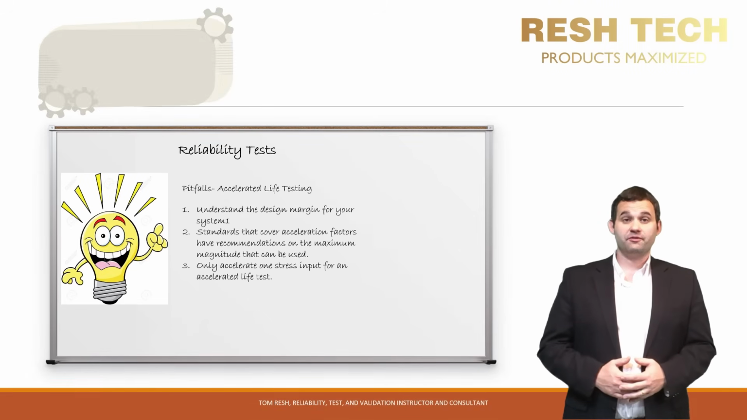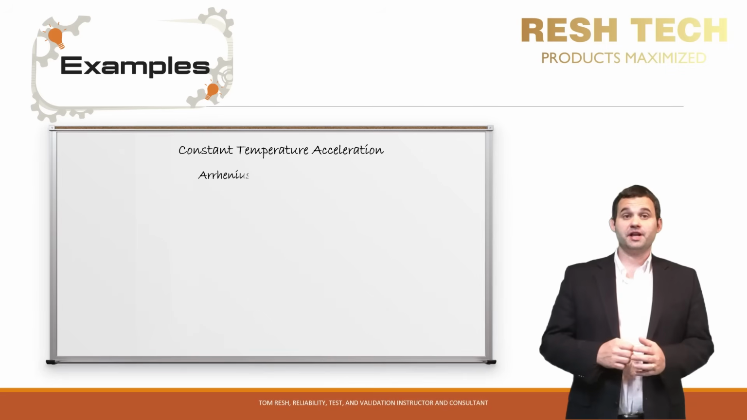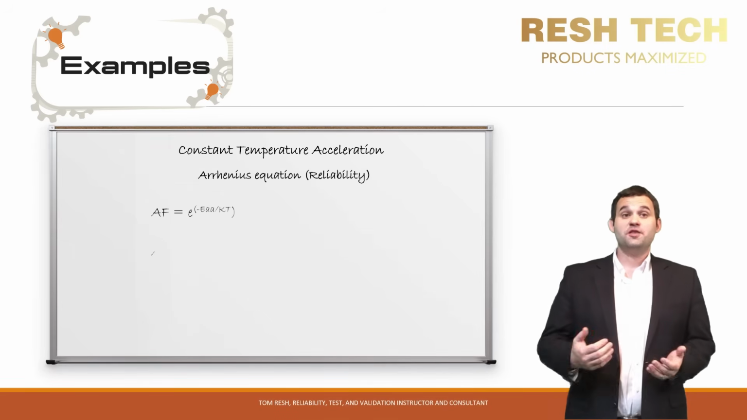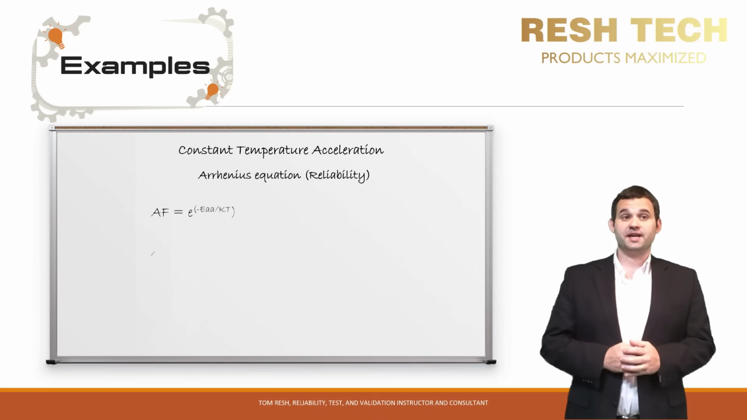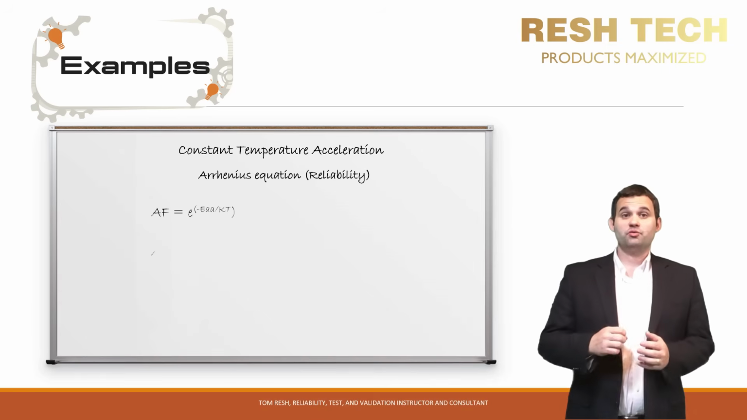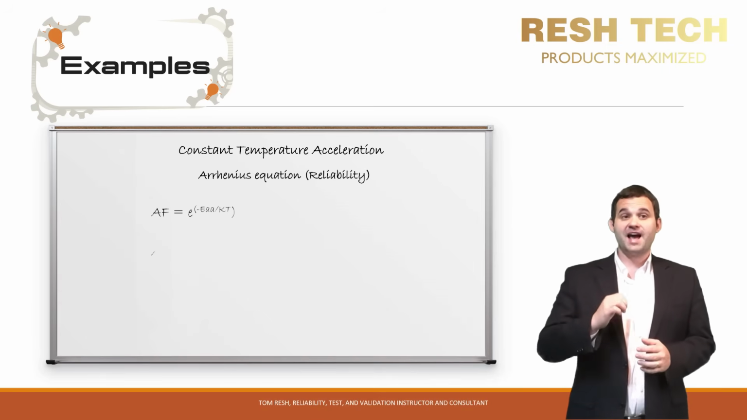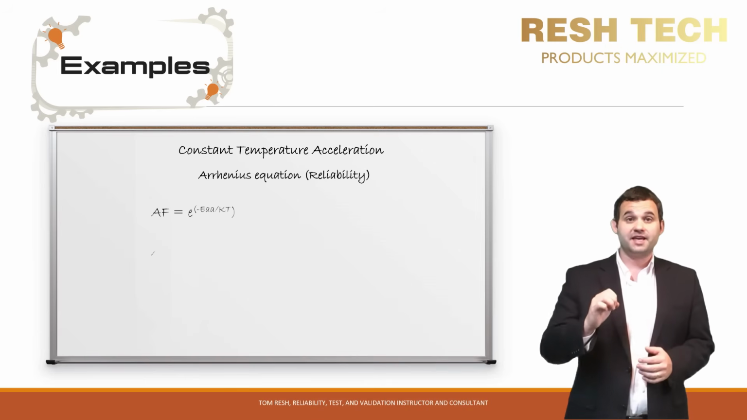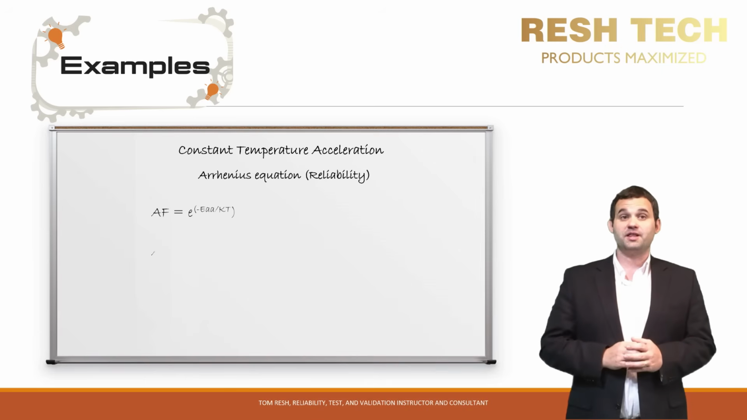Let's go ahead and cover some examples of how to accelerate a stress input into a system to reduce testing time. The first accelerated life test example is the constant temperature soak. The original Arrhenius equation used a gas constant instead of an activation energy and was used for analyzing chemical reactions at the atomic and molecular level phenomena.